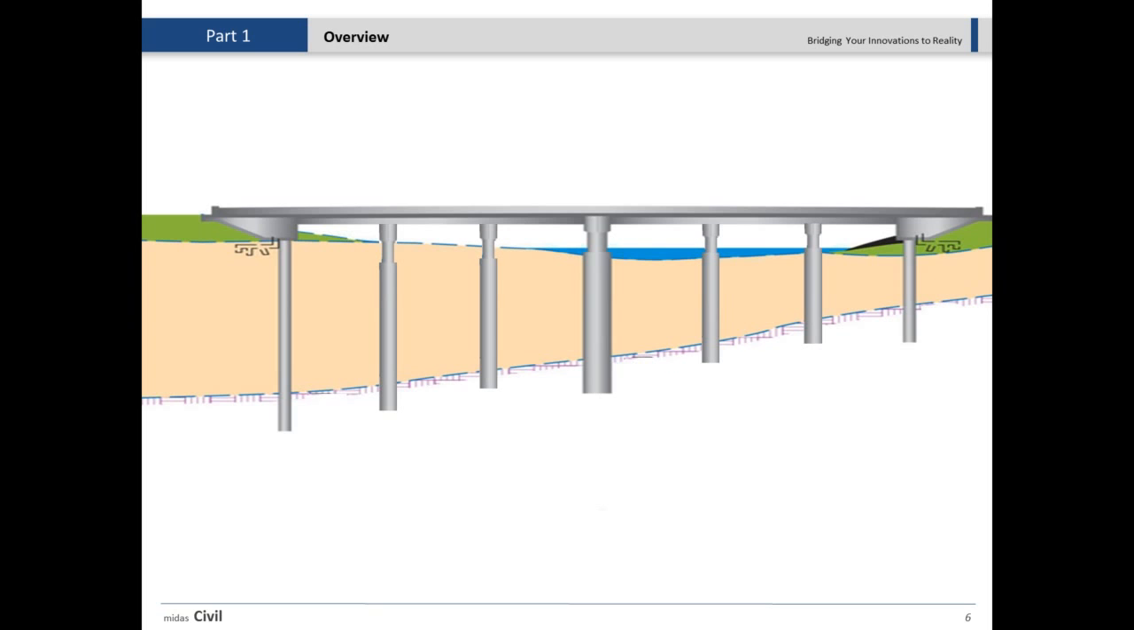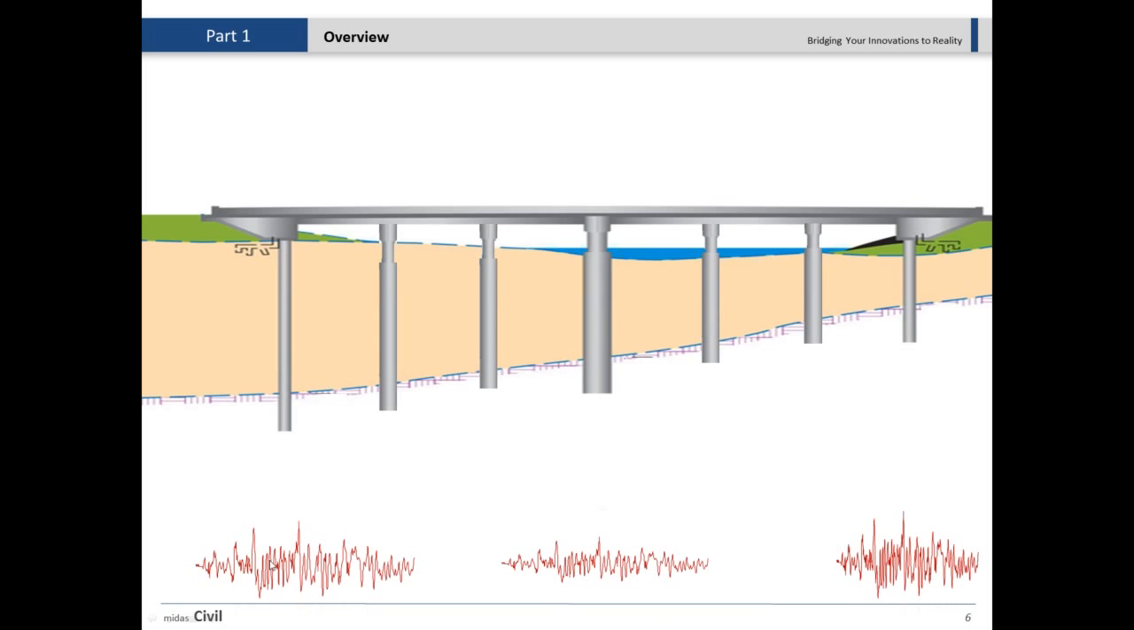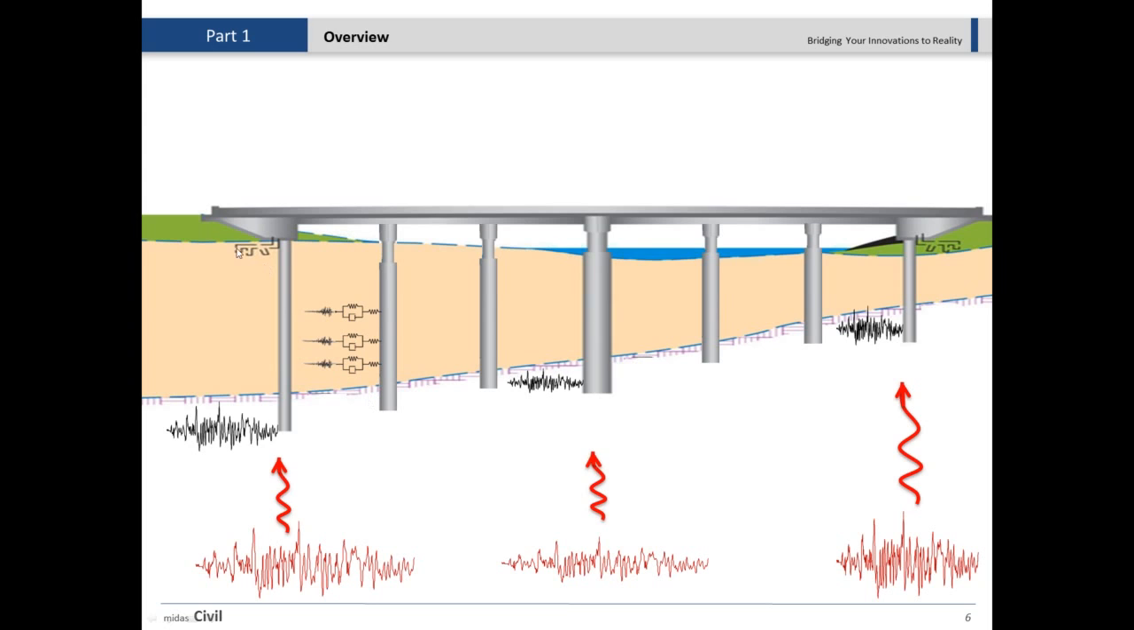So let's see what happens during an earthquake. When an earthquake happens, you're going to see different ground motion. At a different location of the ground, let's say 4,000 feet, you're definitely going to see different ground motion, and that ground motion will be transferred to the location of the piles or your columns, depending on how the foundation is set up, and those experience different forcing functions.